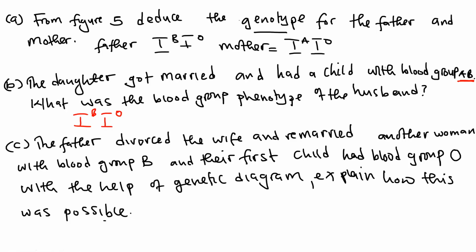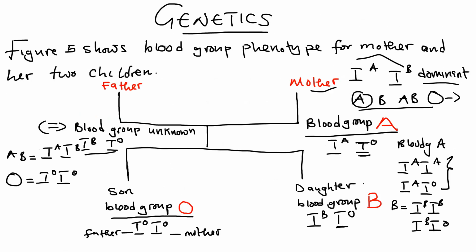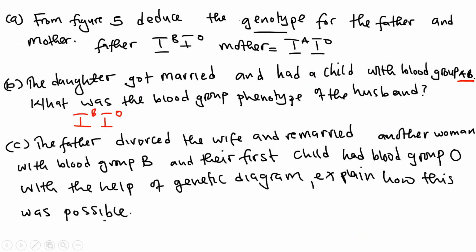Now look at this. The daughter here, we have seen, is blood group B, and this is the genotype of the daughter. Then now, she got married and had a child who is AB. One allele from the father, one from the mother. So if the child was blood group AB, the mother can contribute B, which means the father contributed A.